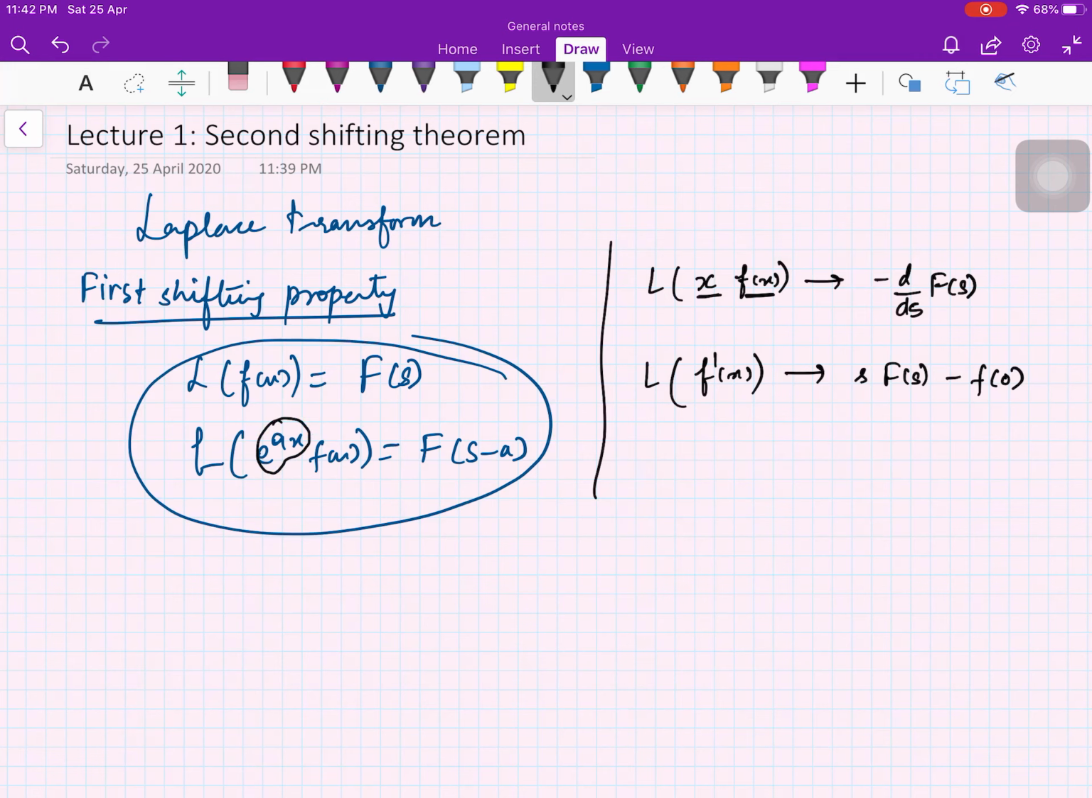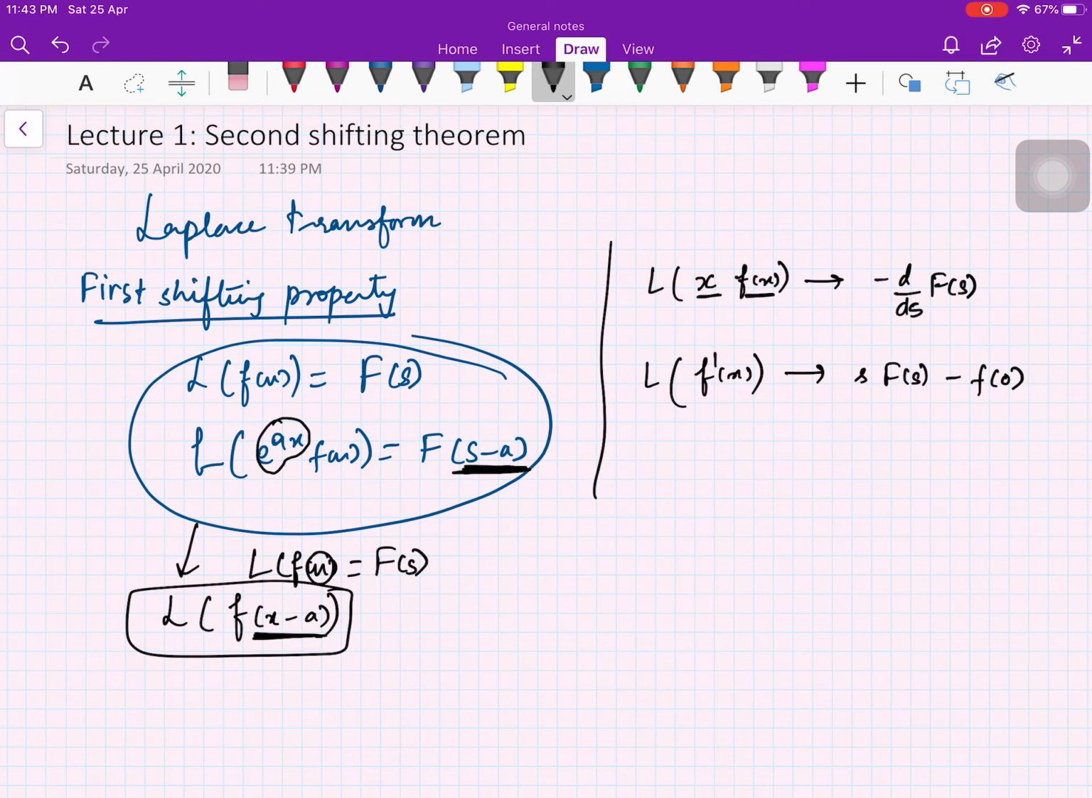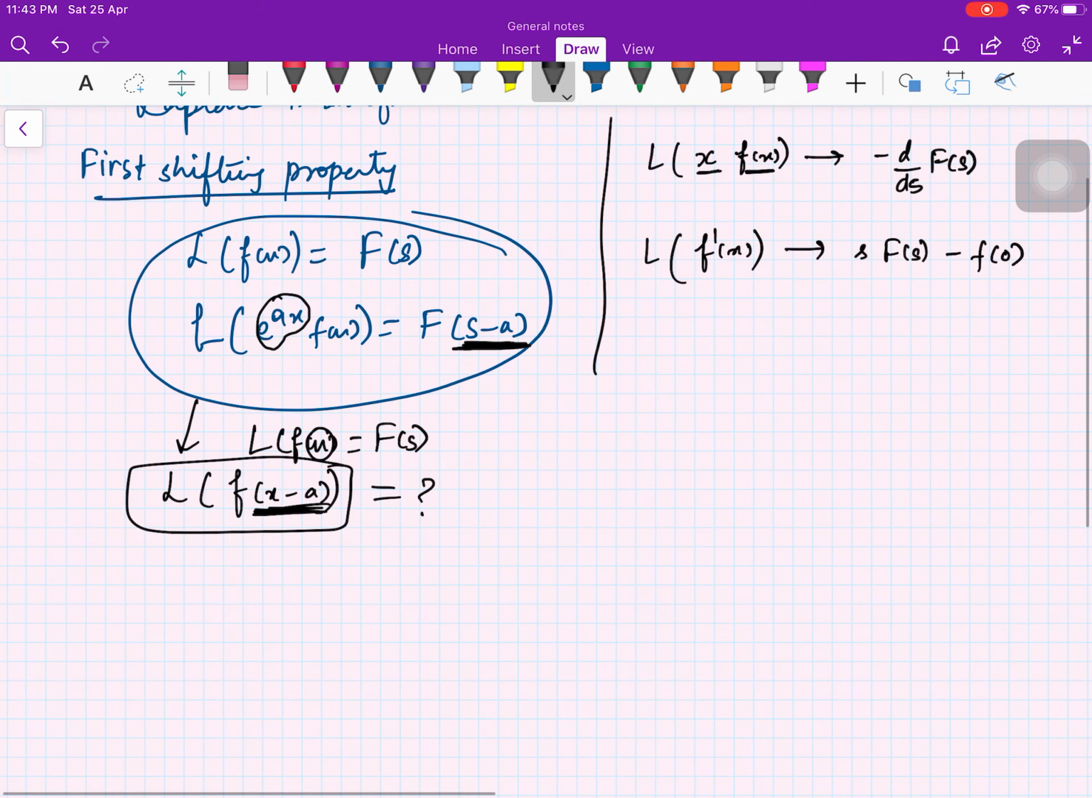Okay, here also you see now we have multiplied with e raised to power ax, and we saw that on the right hand side we have s minus a. Now our question in our mind is, what will happen if we try to find out something like f of x minus a, that in place of here you see on the right hand side s is replaced with s minus a. So what happens if we know L of f of x already, and we want to know what is this if I replace my x with x minus a?